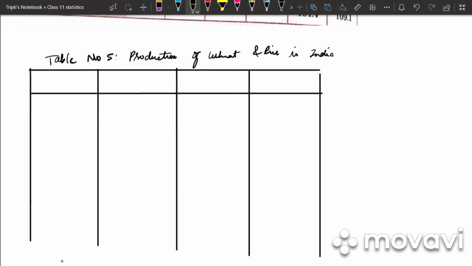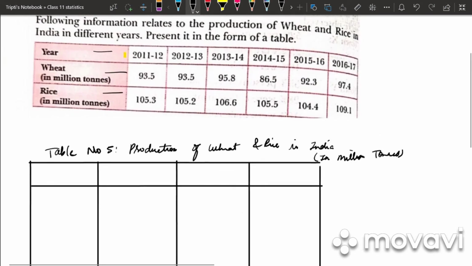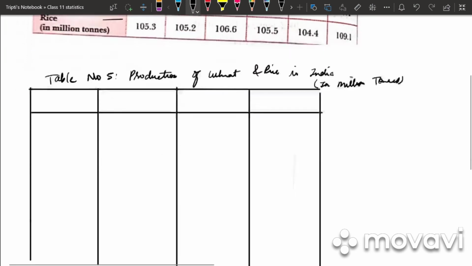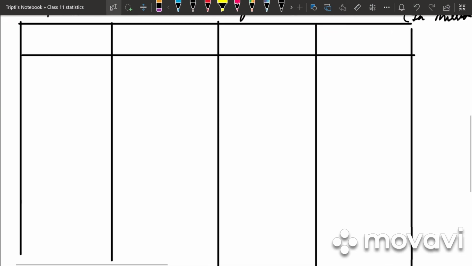So they have given us a head note. In this problem we'll be having a head note as well: in million tons. How did we get the head note? Because in the question, under bracket, they have given us in million tons. So the first column will be year, second column will be wheat, third column will be rice and the fourth column will be total.